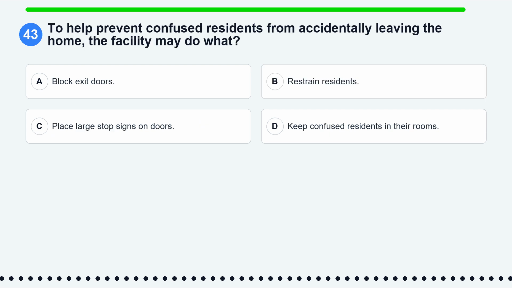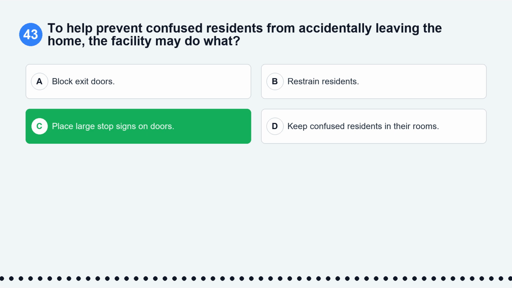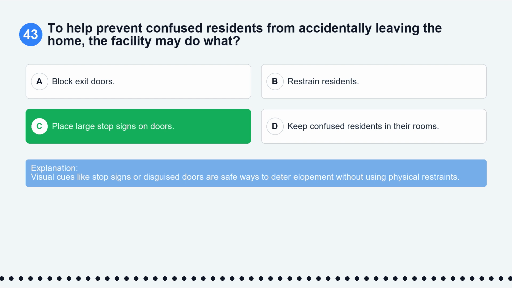Question 43. To help prevent confused residents from accidentally leaving the home, the facility may do what? Option A, block exit doors. Option B, restrain residents. Option C, place large stop signs on doors. Option D, keep confused residents in their rooms. The correct answer is option C, place large stop signs on doors. Visual cues like stop signs or disguised doors are safe ways to deter elopement without using physical restraints.